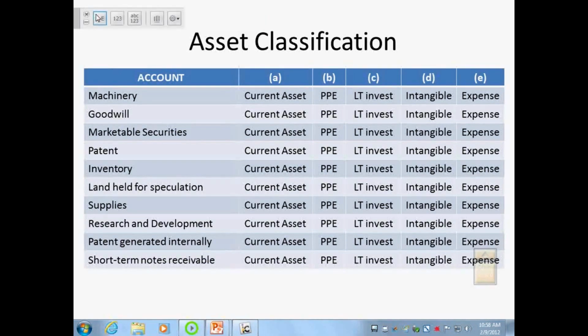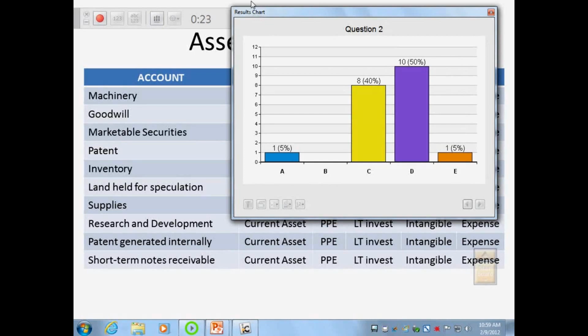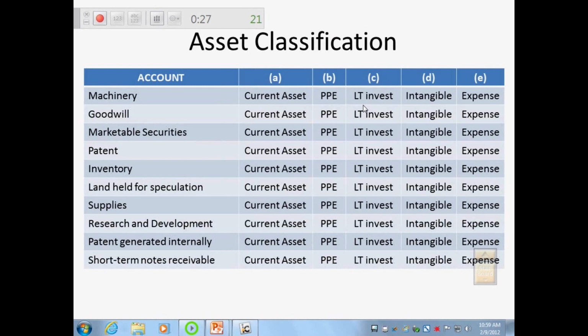Goodwill. Is goodwill a current asset, property, plant, and equipment, long-term investment, intangible asset, or an expense? I don't want you to be biased by what everyone else says. All right, we got most people going with D, and a not totally small number thinking it should be a long-term investment.